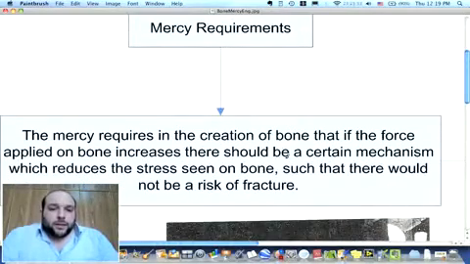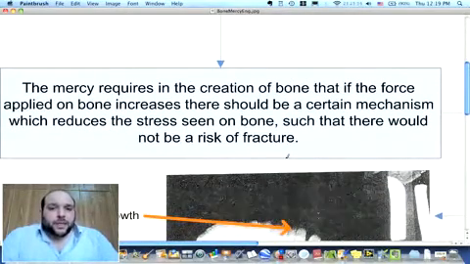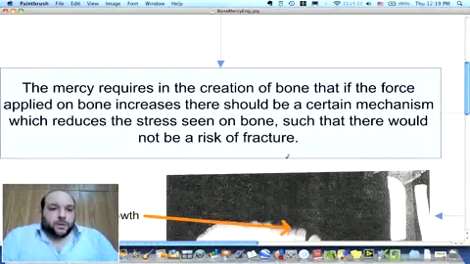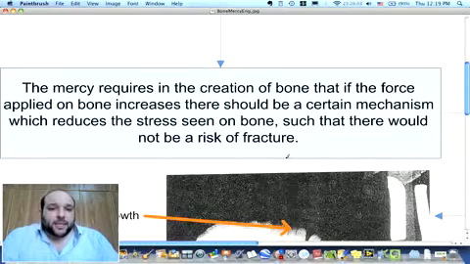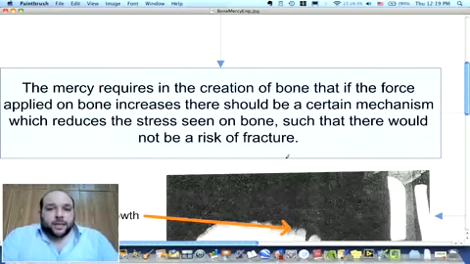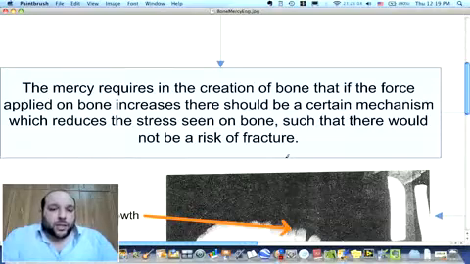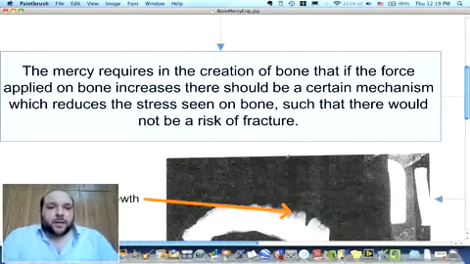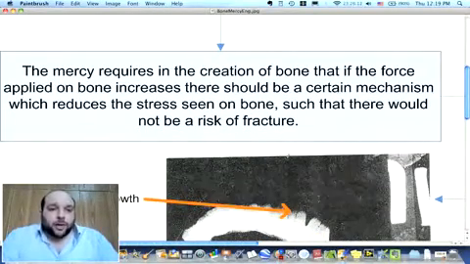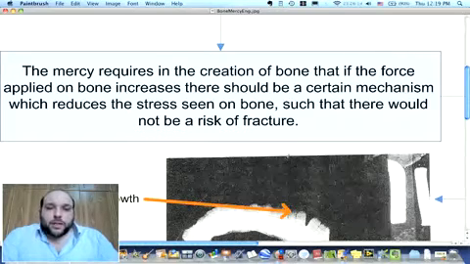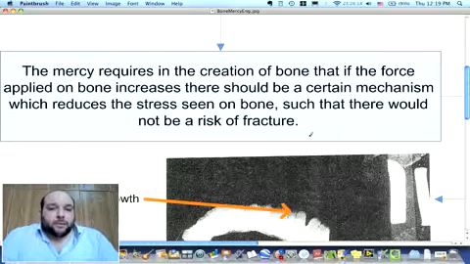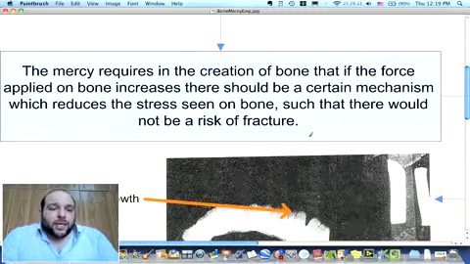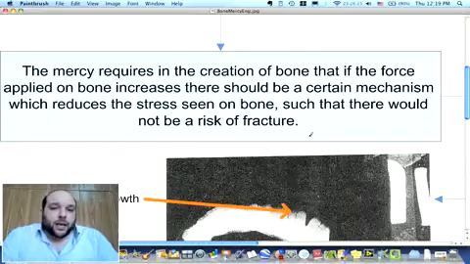So when Allah God Almighty wanted to create our bones, the mercy requires that if the force applied on our bone increases for whatever reason, there should be a certain mechanism which reduces the stress seen on bone such that there would be no risk of fracturing. Let me give another example. Suppose that there is a cement column. Now if the force on the column increases for whatever reason, there should be a mechanism that prevents it from fracturing, and that mechanism could be by increasing its cross-sectional area.